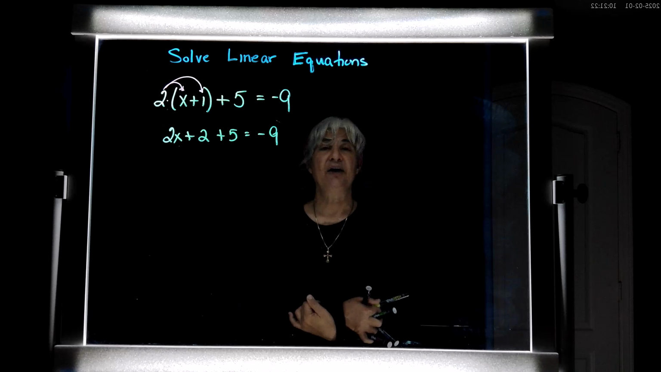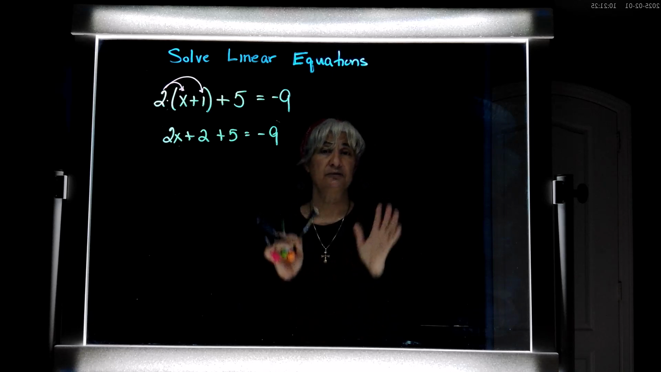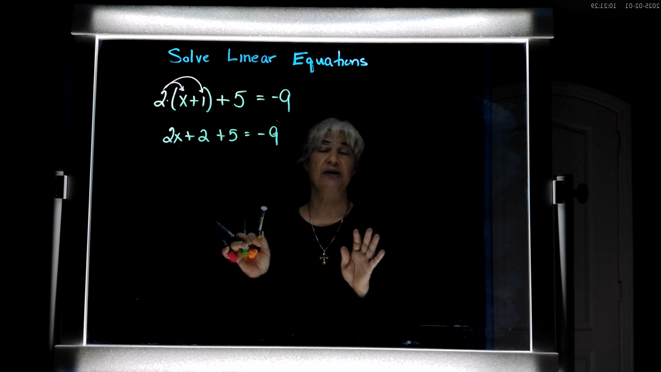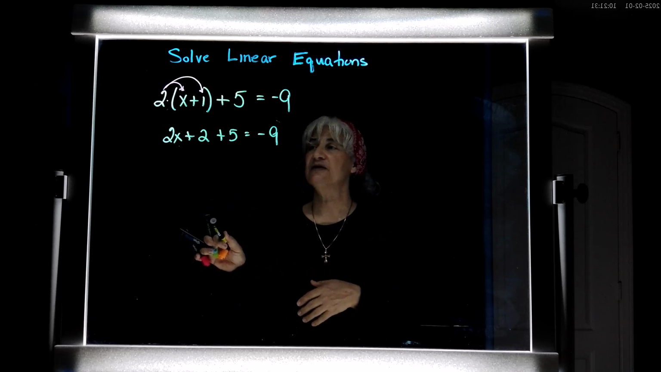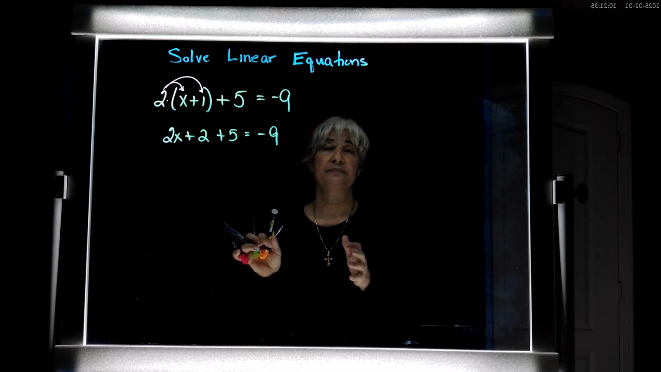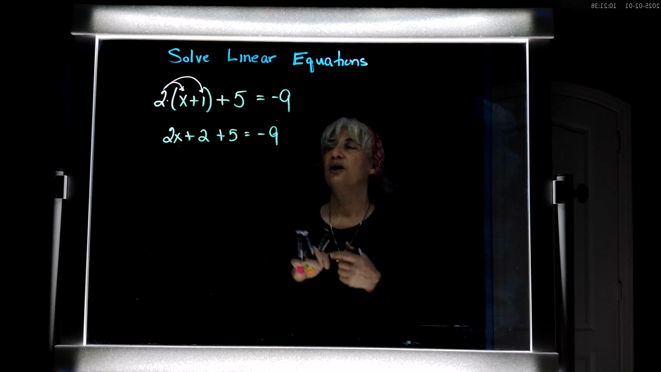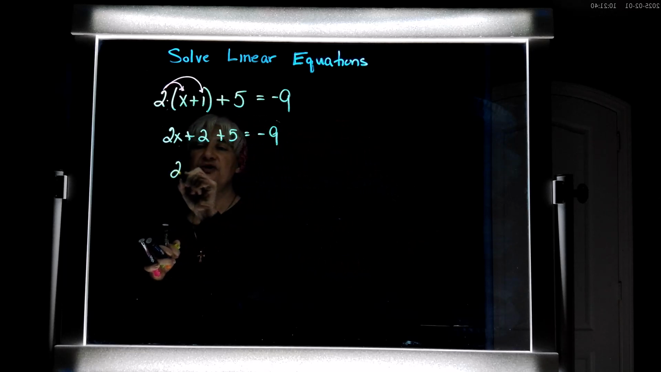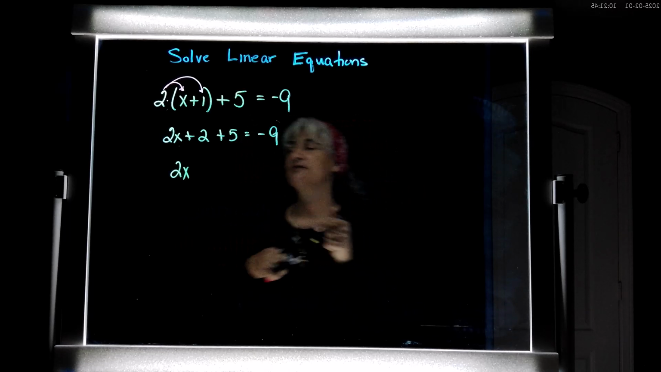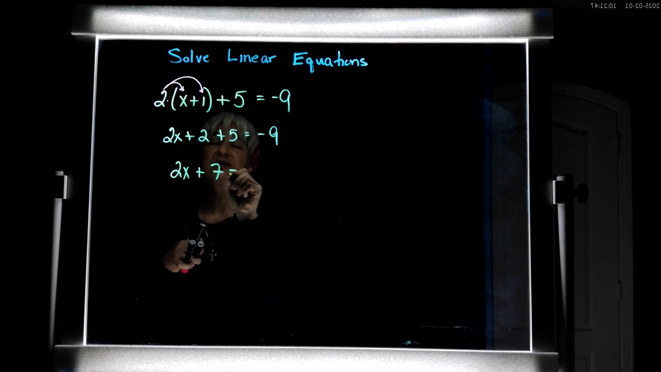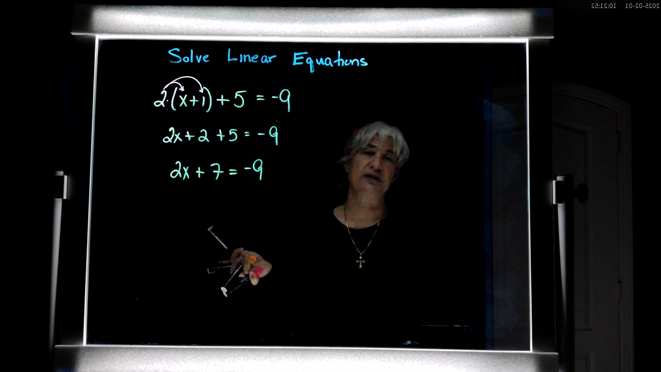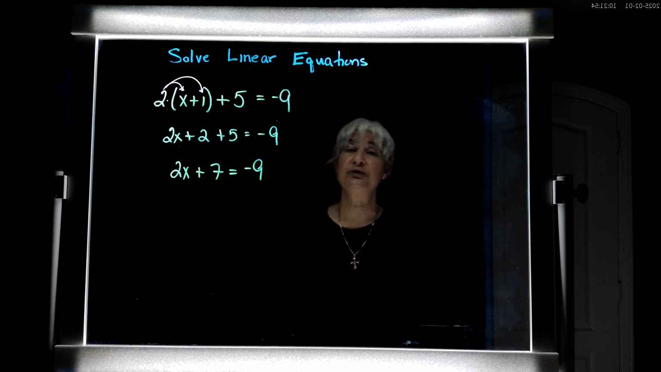Now, I'm noticing that we have one variable. That's great. It's over there on the left. I don't have to move variables around. But I'm noticing on the left that the 2 terms that don't have a variable, we can combine them because they're like terms, right? So we have 2x, and you have a plus 2 and a plus 5, plus 7, equals negative 9.